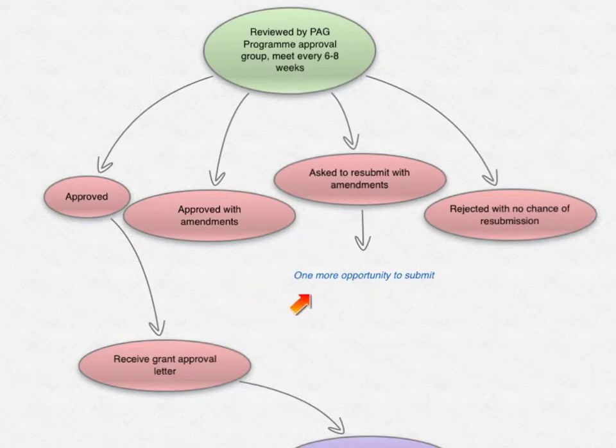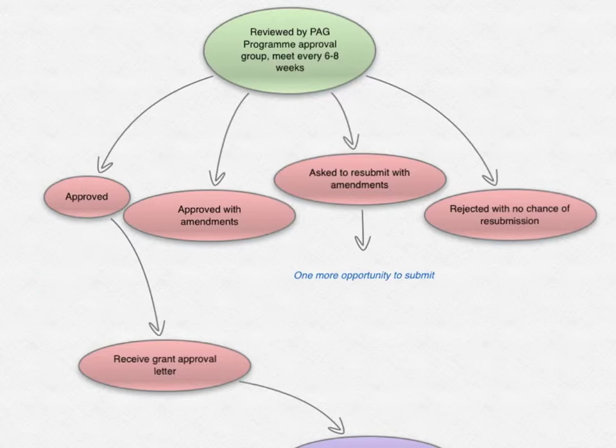You get one more opportunity to submit, so in total you can have 2 cracks at PAG. The next is approved with amendments. So here they actually approve the project, but they want you to make amendments before it starts. So this is approved, but before you recruit you must adapt it as per their amendments. And finally, a straight approval with no amendments.